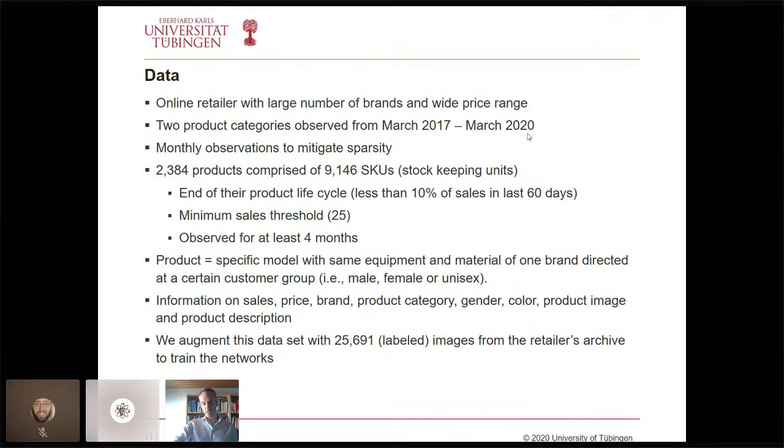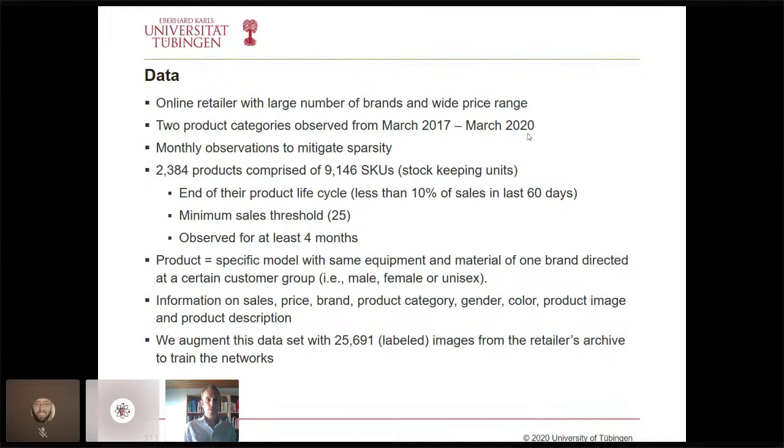We only look at products that are at the end of their product life cycle. We set a minimum sales threshold, and we want to observe products for at least 4 months. We have a bunch of variables that I'll show on the next slide very briefly. But what is important is we augment this specific data set.